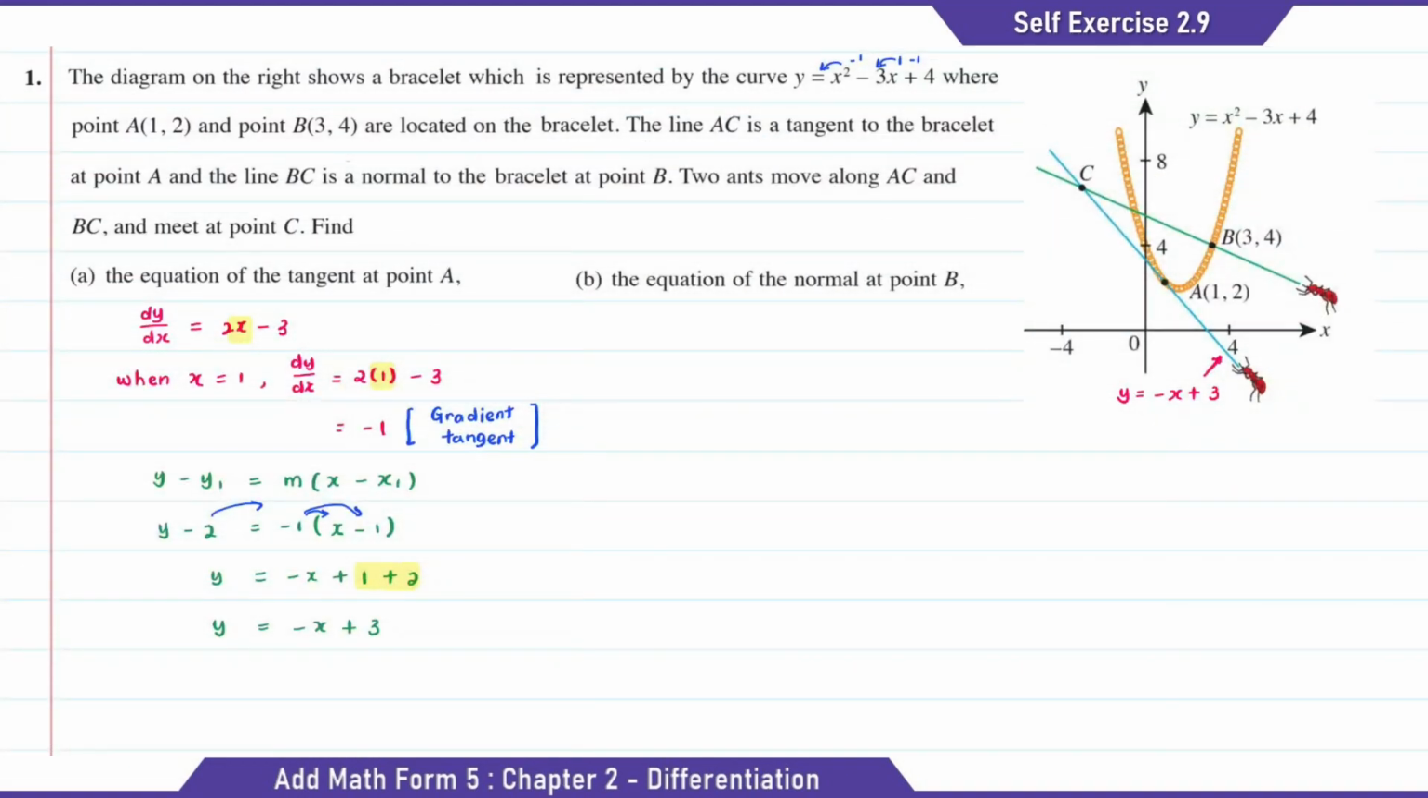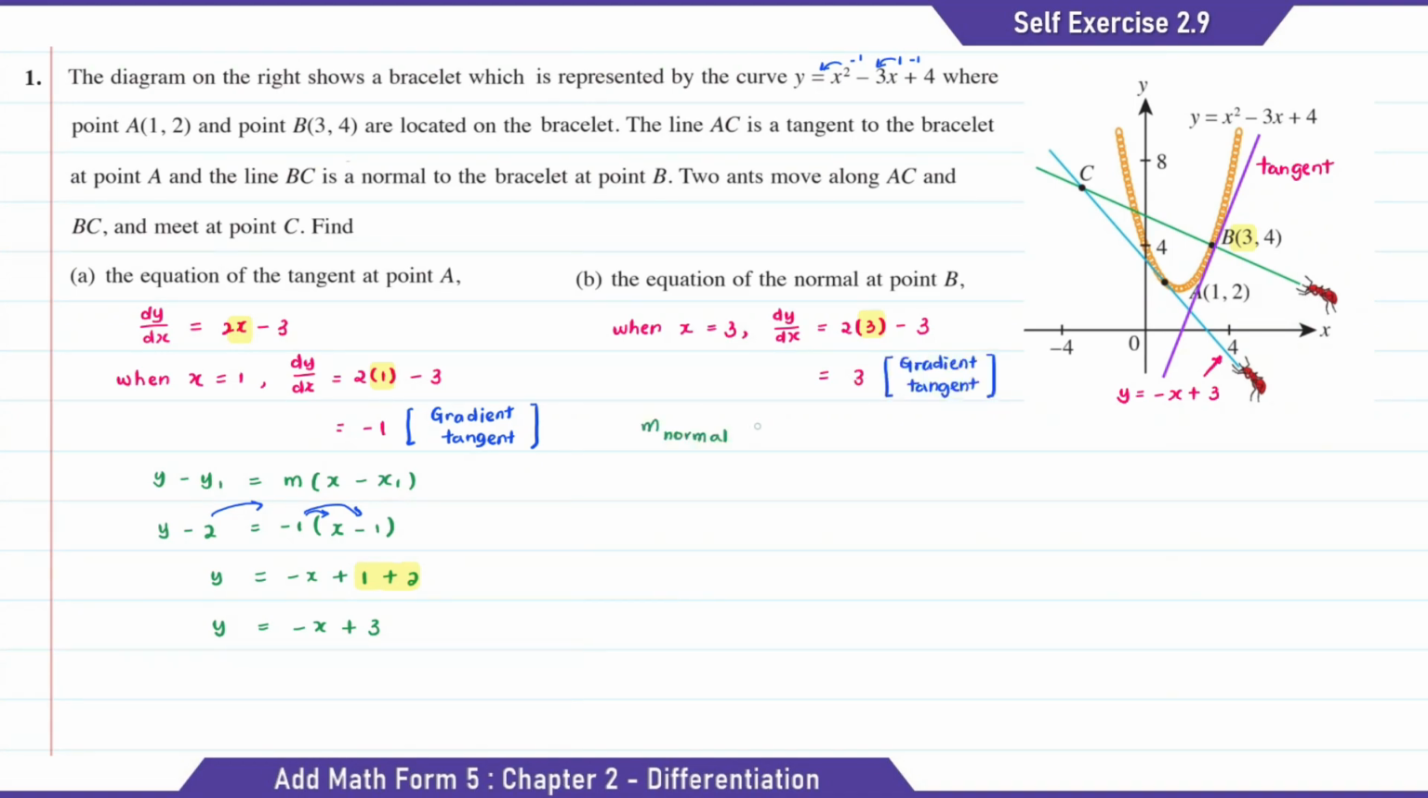Question B. Find the equation of the normal at point B. First, we need to find the gradient of the tangent at point B before we can find the gradient of the normal. As this is the same curve, the dy/dx will be the same as in question A. To find the gradient of the tangent, substitute the x coordinate of B, which is 3, into dy/dx. This is equal to 6 minus 3, which is 3.